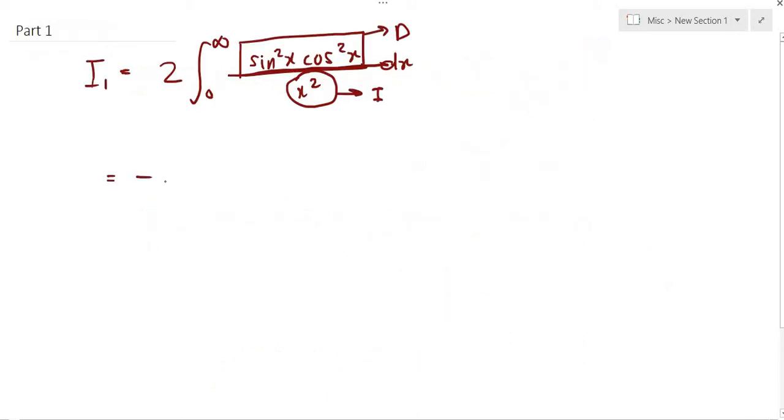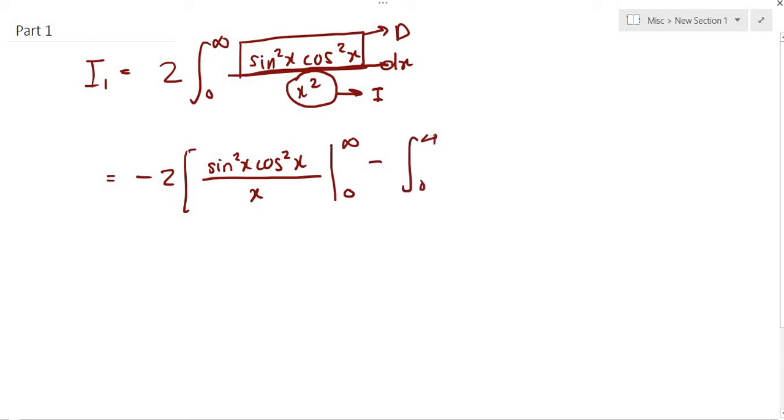So now I would again like to take a negative outside to compensate for the antiderivative of 1 over x squared. Now we have sine squared of x times cosine squared of x as it is, divided by just x, evaluated from 0 to infinity, minus, we had sine 4x divided by 2 in the numerator, integral from 0 to infinity. Basically we can take the 2 outside. We have sine of 4x divided by x dx.